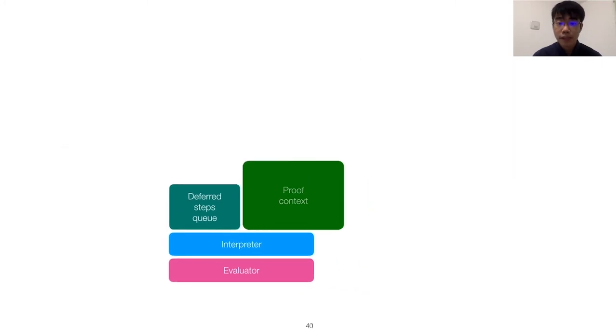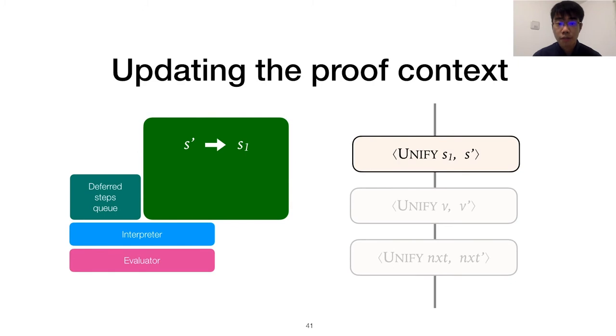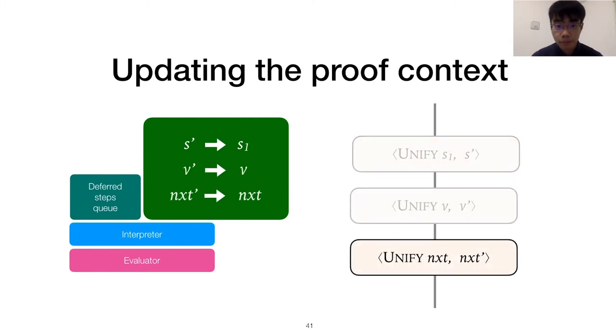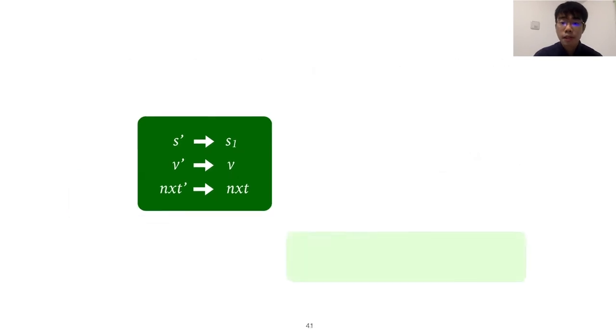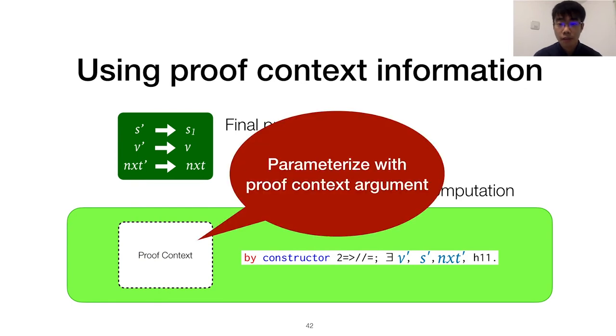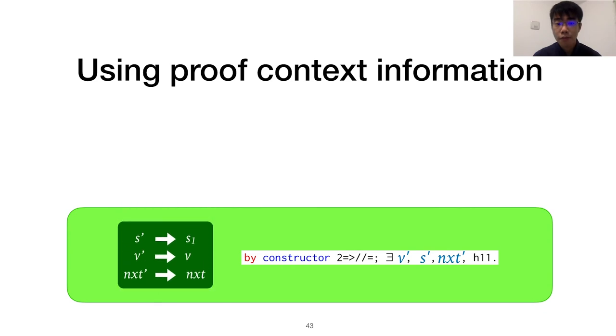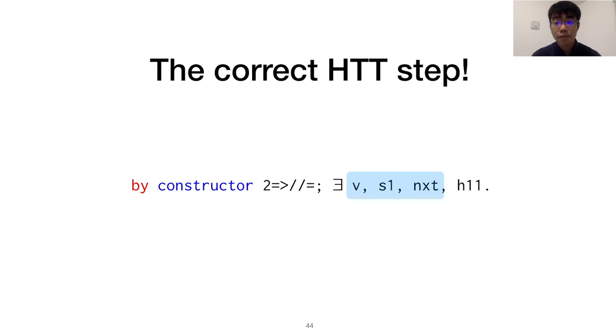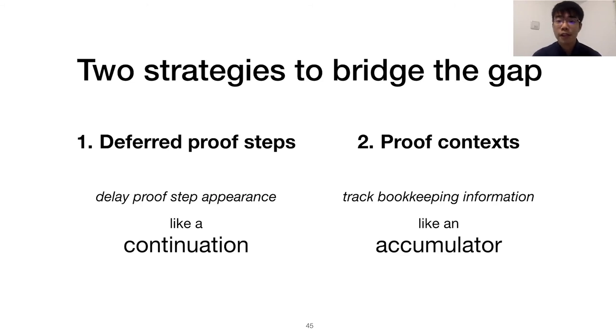For our example, let's add the first substitution to the proof context at the unify rule and do the same for the other two. Now, the enqueued computation can access this substitution knowledge at the end of the proof if we parameterize it with a proof context argument and invoke it with the final proof context. This way, the emitted step will have the correctly substituted existential variable names. That was an overview of two features of our proof evaluator inspired by continuations and accumulators.